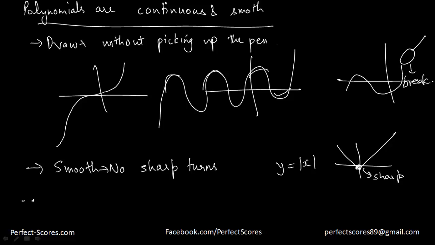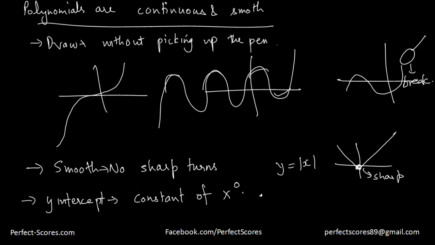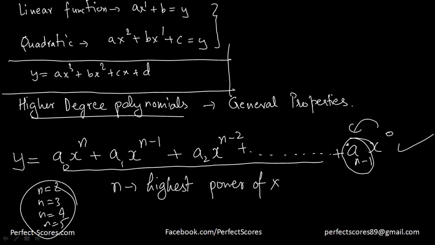And the next thing is the y-intercept. What is the y-intercept of a polynomial? The y-intercept of the polynomial is going to be the constant, the coefficient of x to the power 0. So in this polynomial, this is going to be the y-intercept. Anything with x raised to the power 0 is going to be the y-intercept. What do you mean by y-intercept? Y-intercept means the value of y when x is 0. So all these other terms will be equal to 0. It's just this value which will be left.